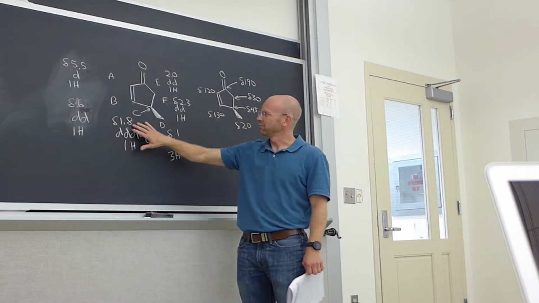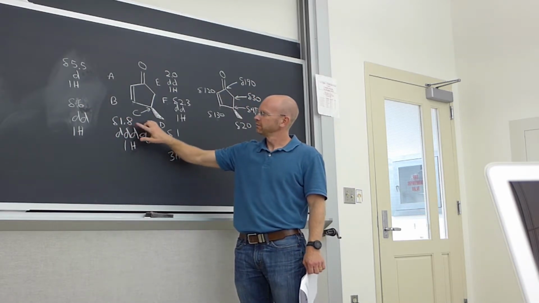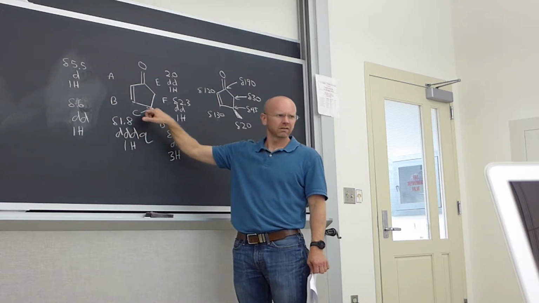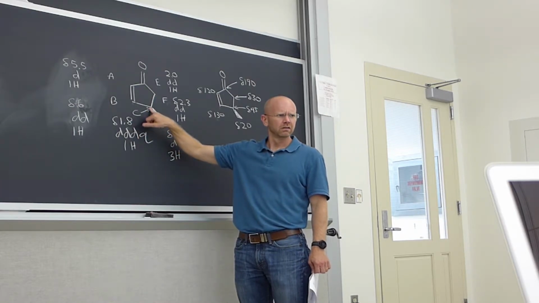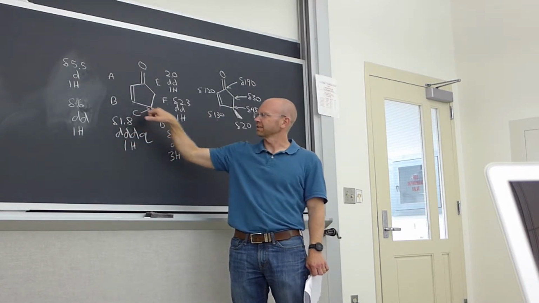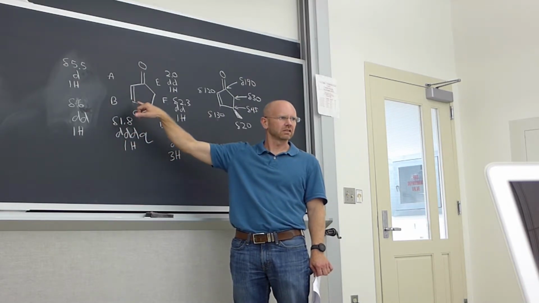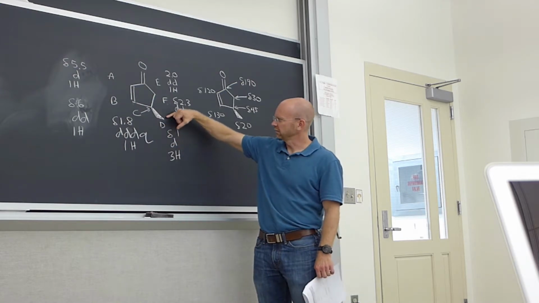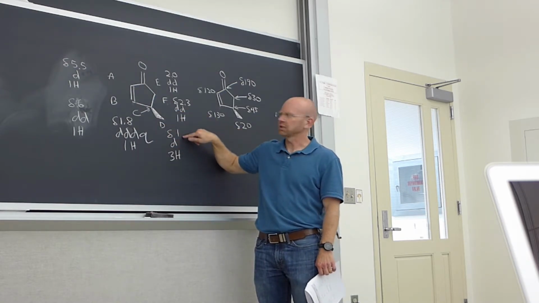We'll see. How about 1.1? 1.1 for that one? 2.5. So it's even a little higher than 1.8. That's because it's allylic, right? It's because it's allylic that it's a bit higher. And then D, that's 1.1, so we're really close on that one.